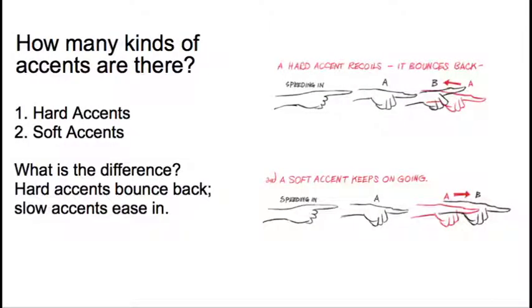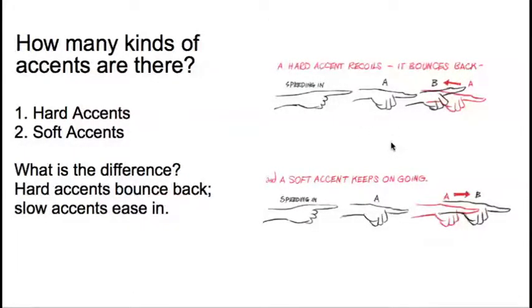So what kind of accents are there? Well, in general terms, there are two kinds of accents. There are hard accents and soft accents. And what we mean by a hard accent, if you take the example of somebody pointing, that would be somebody pointing hard, like saying over there, and then recoiling back again. So that would be a hard accent which bounces back.